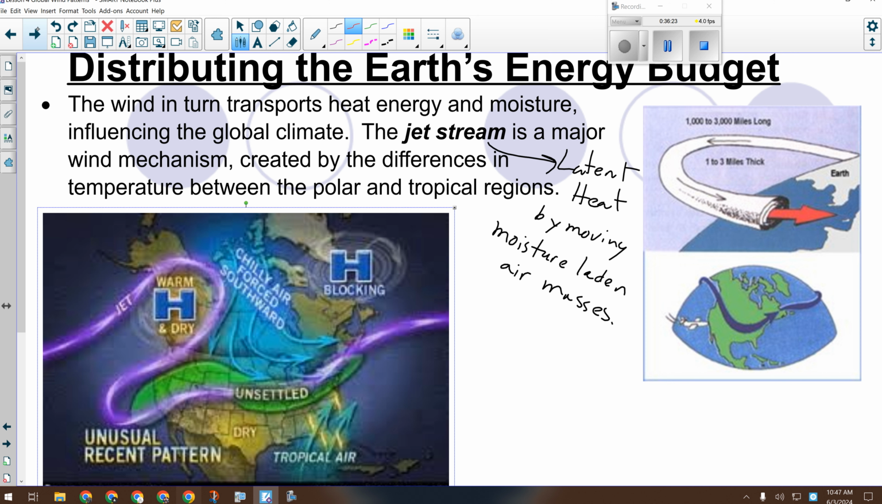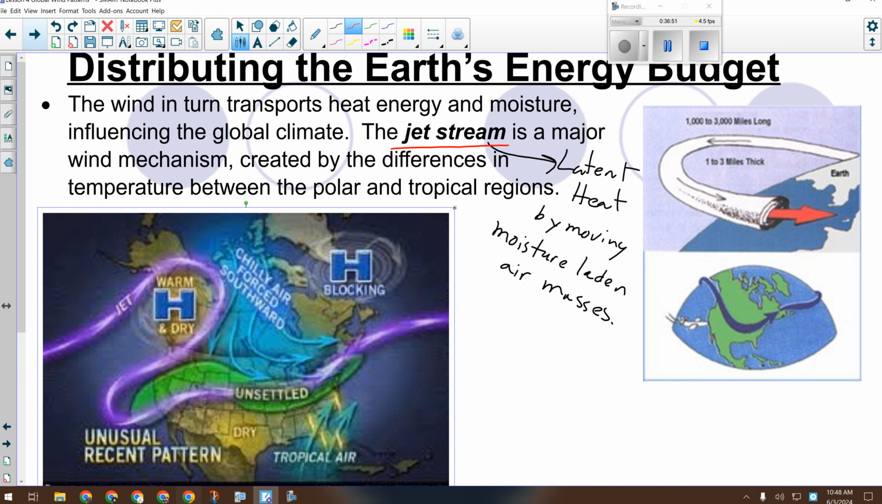So the jet stream is something we definitely need to know about. It's in bold here. It is a major wind mechanism. It is created by differences in temperature and, I should say, pressure between the polar and tropical regions. This is its role. What I've written here is the role of the jet stream in terms of energy transfer. So you should definitely add it to your notes somewhere.